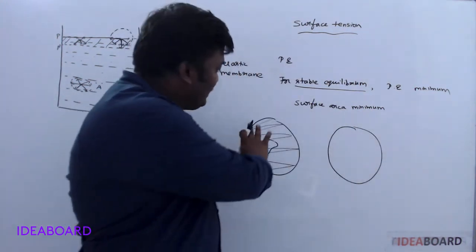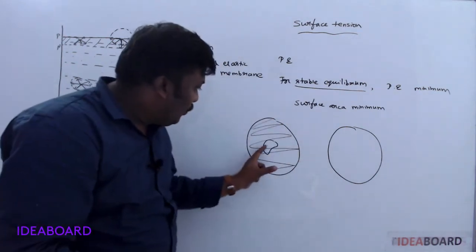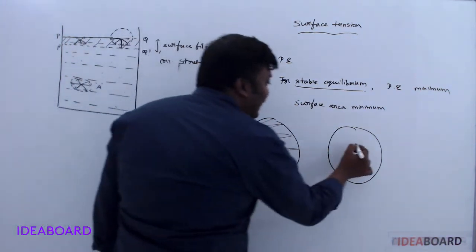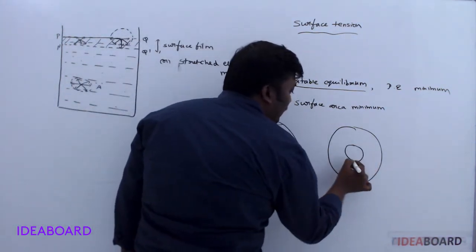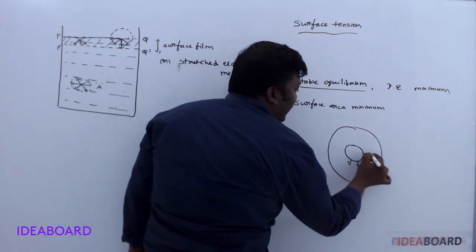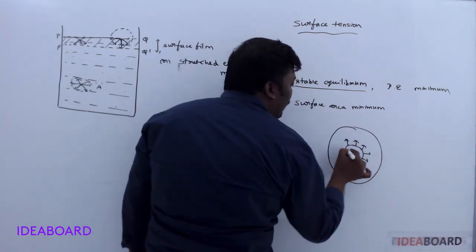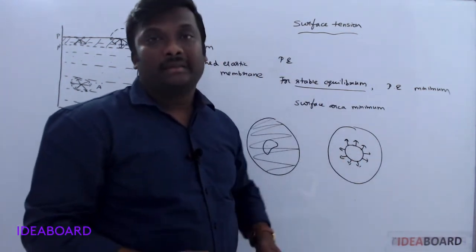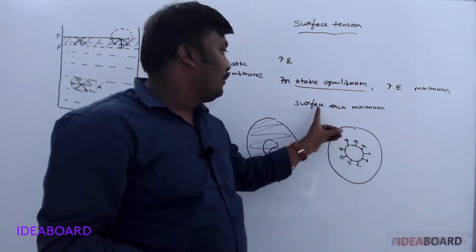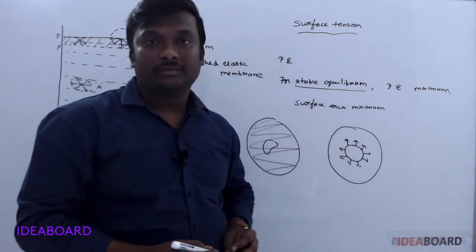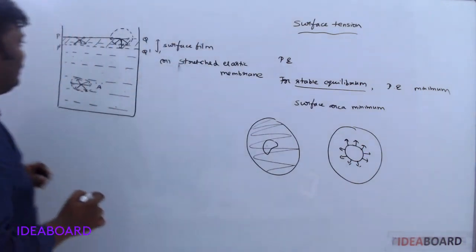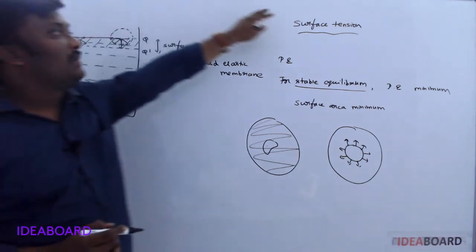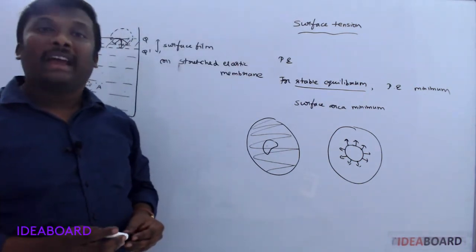The total soap film does not break, only within this portion it breaks. In order to get the minimum surface area, this thread is now attracted by every molecule in the soap film, and it becomes the form of a circle, because it wants to get minimum surface area. Clear? This indicates that on the surface of any liquid there is some surface tension force acting.